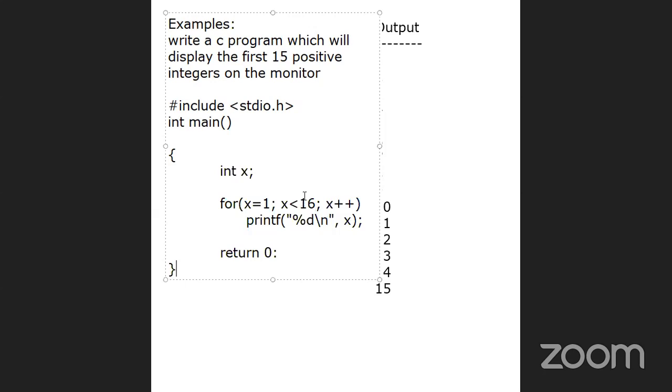Okay, but you can equally write it this way. It's the same. 15 is inclusive. Is that okay? Alexis? All right, good. Thank you.